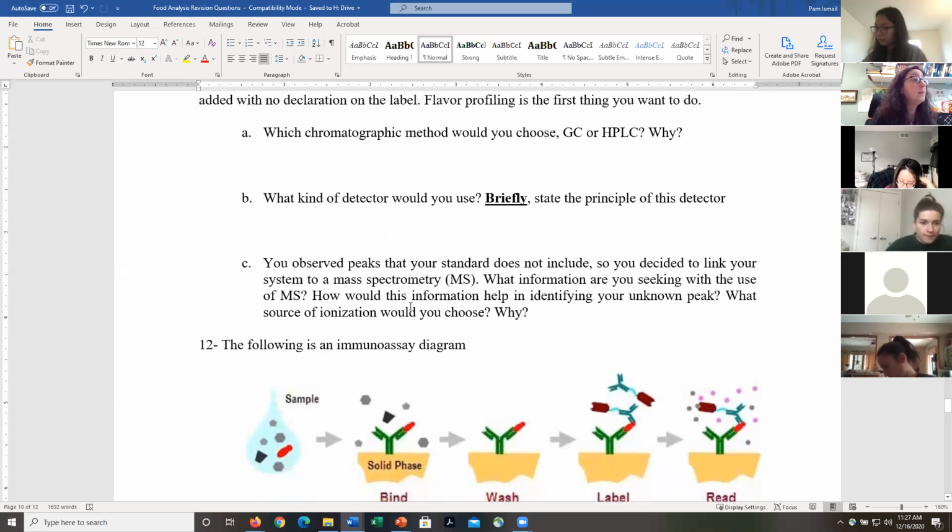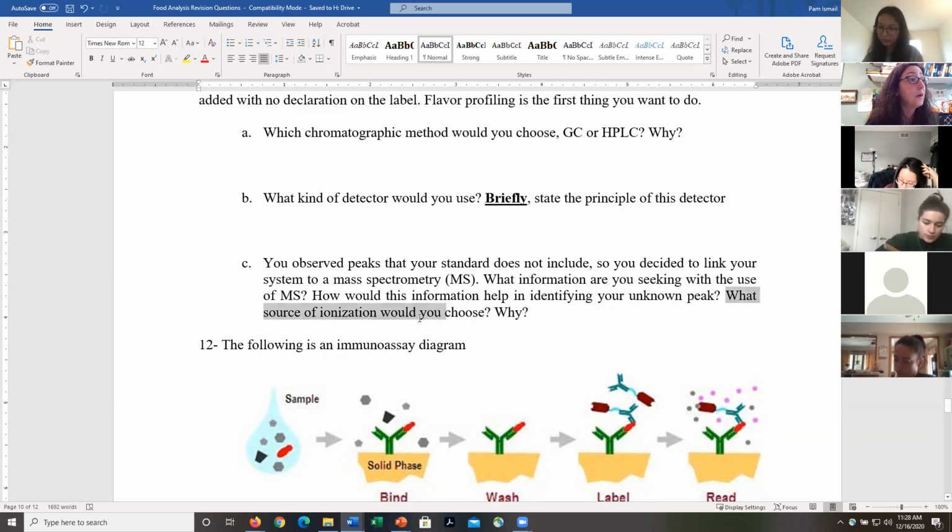So you observed peaks that your standard does not include. So you decided to link your system to mass spectrometry because you're trying to identify them. So what information are you seeking with the use of MS? We're seeking more molecular structure information. We're seeking molecular weight, potentially fragments, because with GC, you use electron impact, which is hard ionization, and you get a lot of fragments. So you get molecular information that helps you in identification. If you have a library, you can try to figure out the structure and the molecular weight.